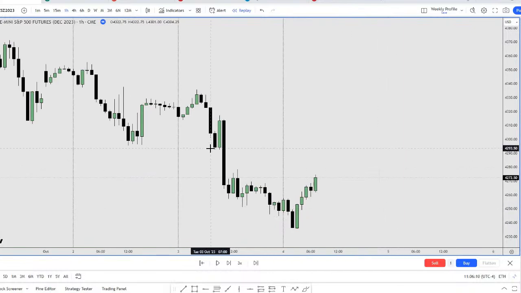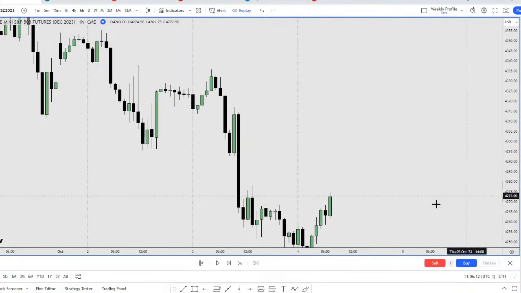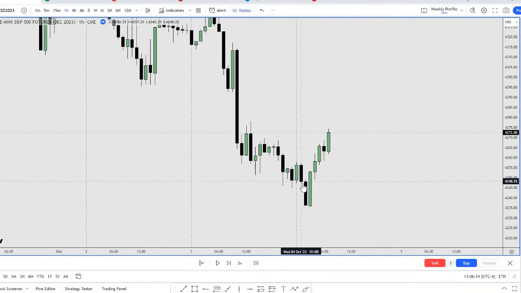Okay, and right here we have two down close candles, order block. And these two down close candles attacked the low right here. Therefore, when price reverses, these two down close candles become a bullish order block.